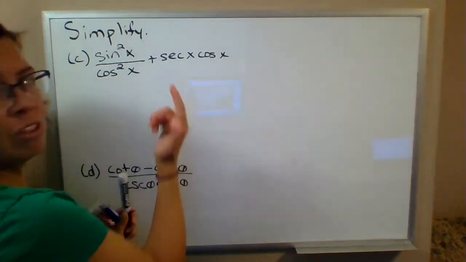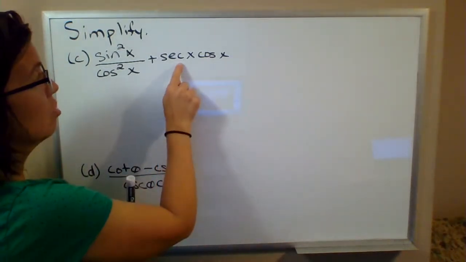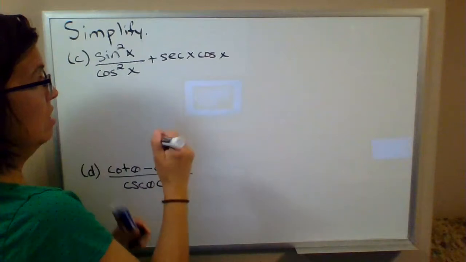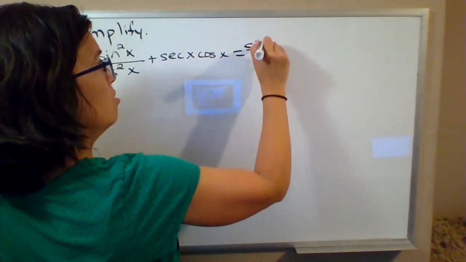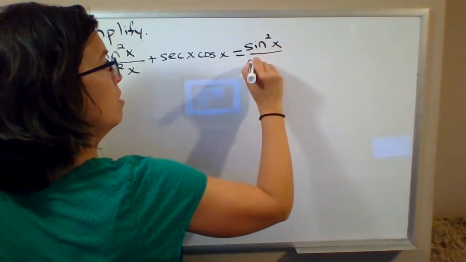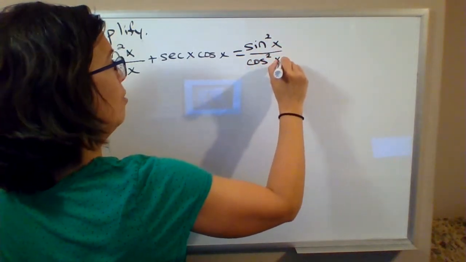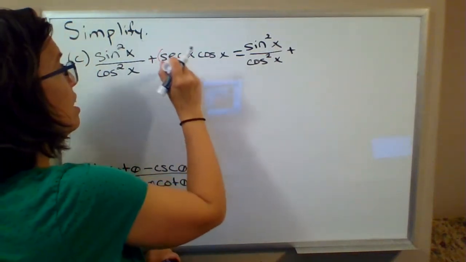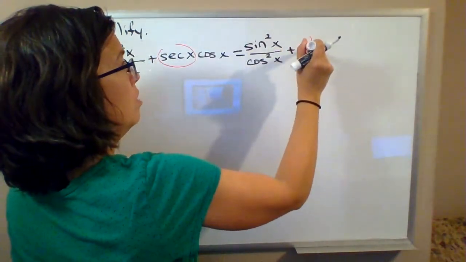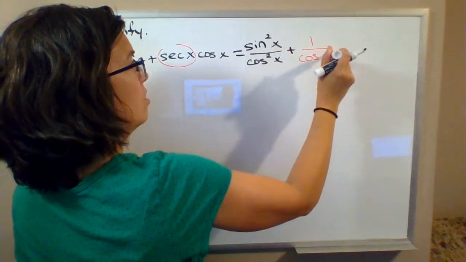So the first thing I would do here is, again, reciprocal identities. Turn this secant x here into 1 over cosine. So this is sine squared x. I'm leaving this part in front alone for now. Change the secant x right here to 1 over cosine x.